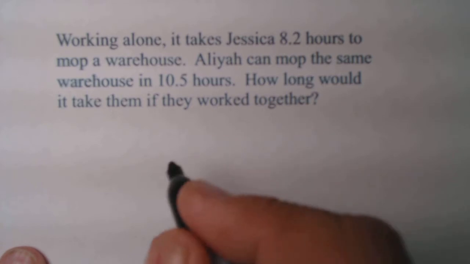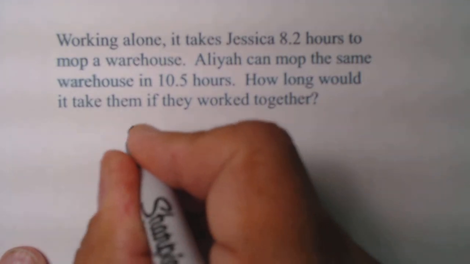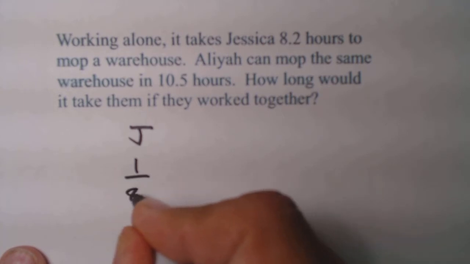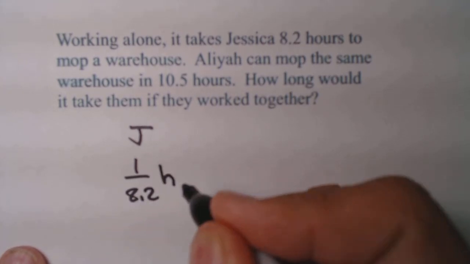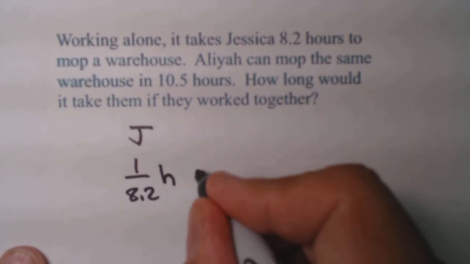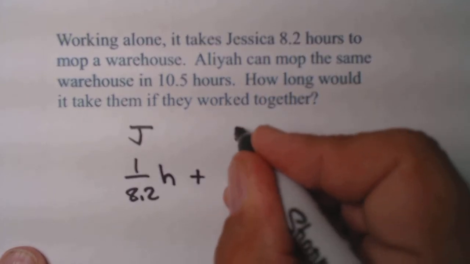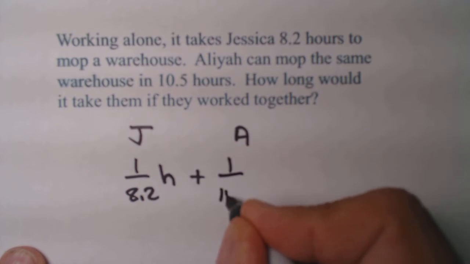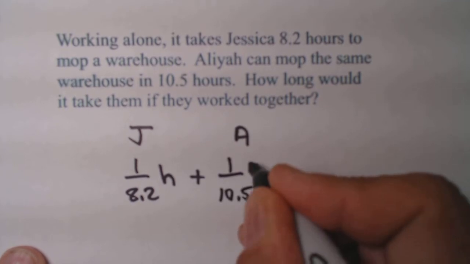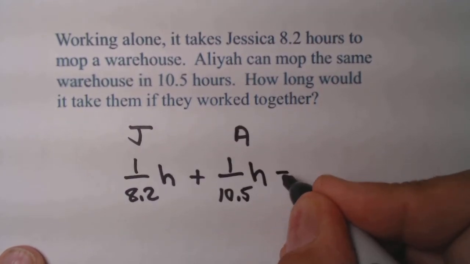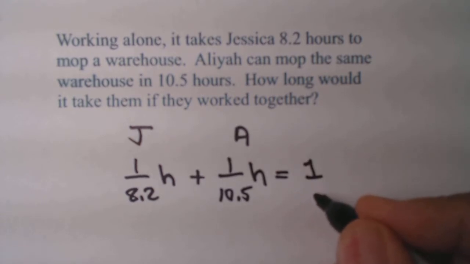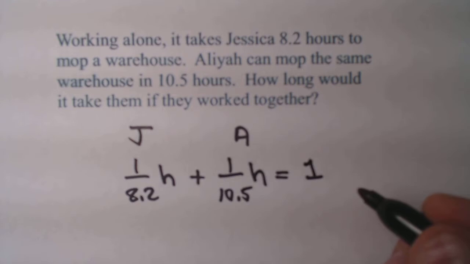Well, again, we can jump right to the equation. J will get 1 over 8.2 done each hour. And since it's hours, we'll multiply by H. And she gets help from A here, who can do 1 over 10.5 each hour, and in H. And of course, we're assuming we're talking about one warehouse here. So that's where the 1 comes from.